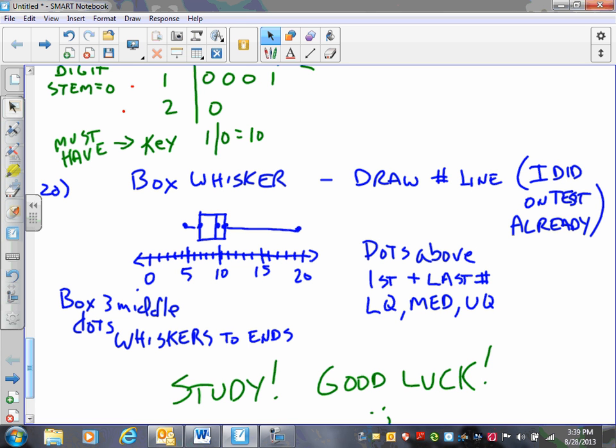These are all above the number line for the lower quartile, the median, and the upper quartile. You have dots above them. Then you draw 3 vertical lines through the 3 middle dots. And you connect those vertical lines to make your box. From your upper and lower quartile, you draw a whisker out to your least value and to your greatest value. So that's all you got to do.